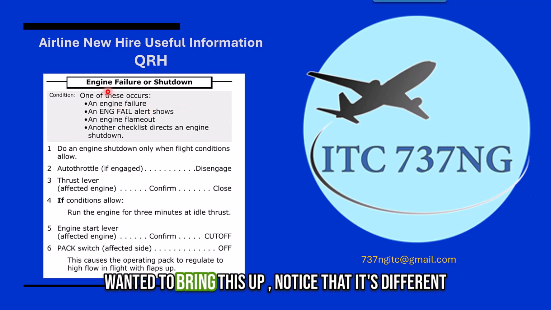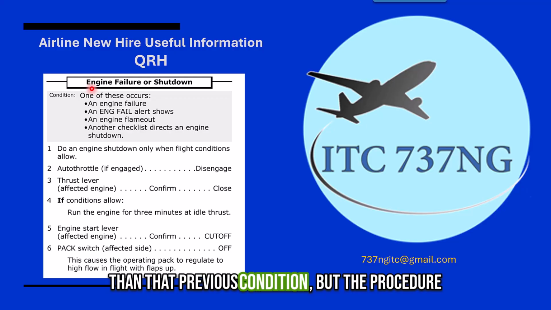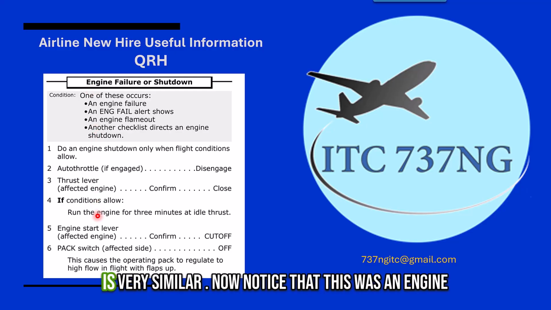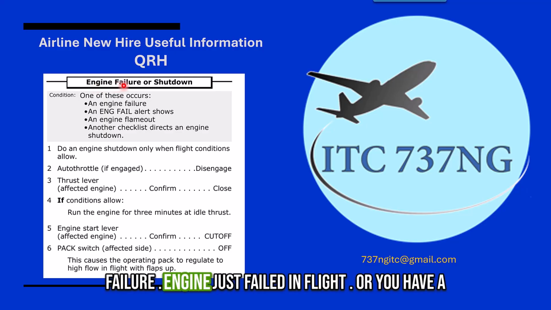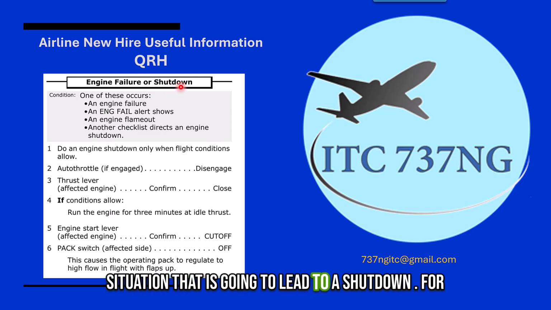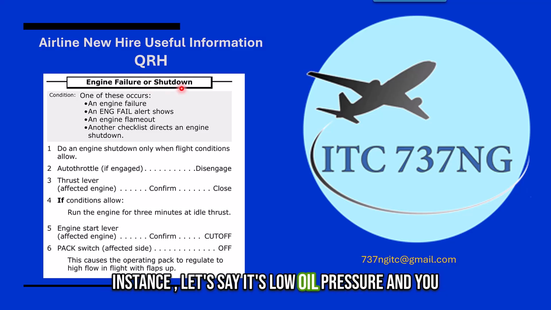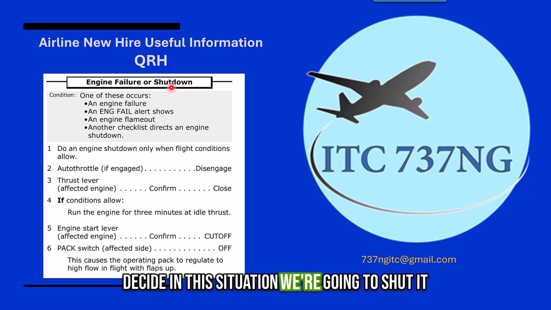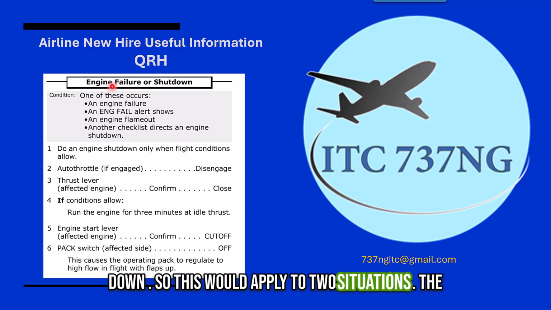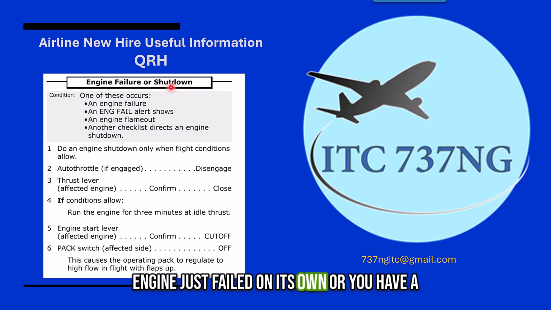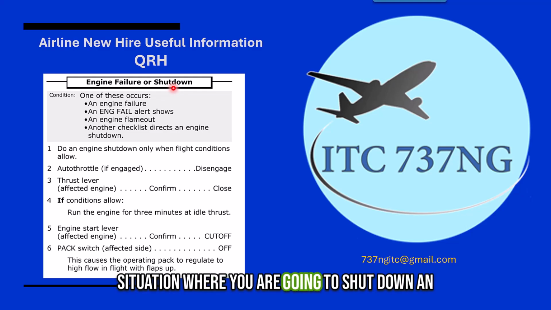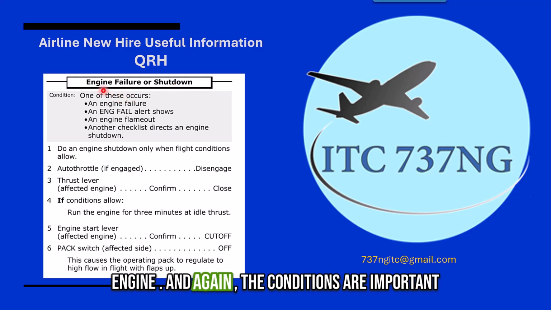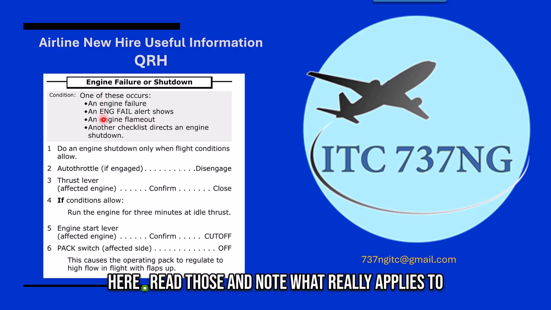The reason that I wanted to bring this up, notice that it's different than that previous condition, but the procedure is very similar. Now, notice that this was an engine failure. The engine just failed in flight. Or you have a situation that is going to lead to a shutdown. For instance, let's say it's low oil pressure and you decide in this situation we're going to shut it down. So this would apply to two situations. The engine just failed on its own, or you have a situation where you are going to shut down an engine. And again, the conditions are important here.